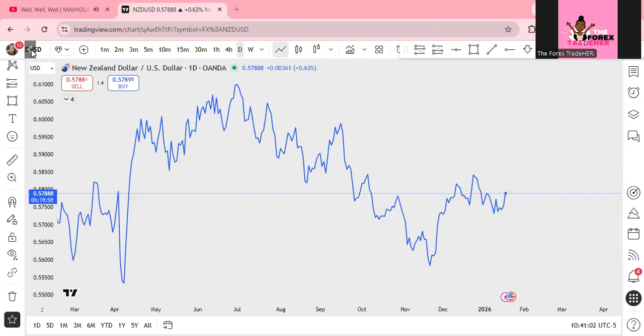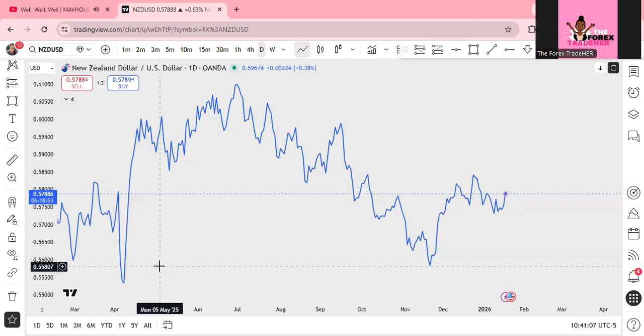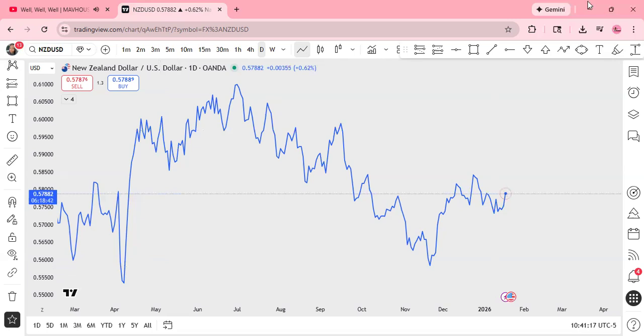I am on NZDUSD. That has always been my favorite pair. I'm still rocking with it in my seventh year of trading, which is crazy to say. I would show my face, y'all, but I'm not ready to do that just yet. I really just want to be able to connect with y'all in these charts mainly. So let's go ahead and get into it.